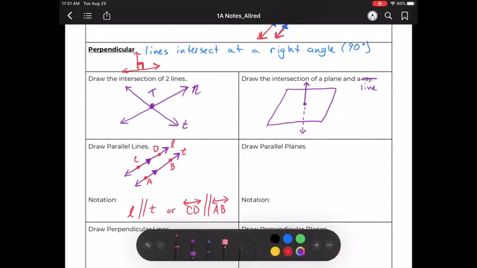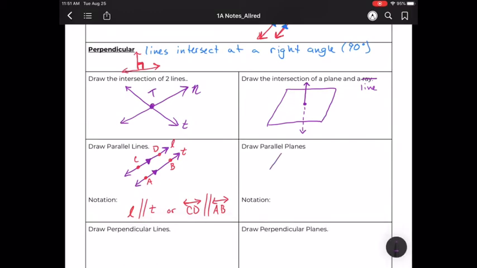Okay, to draw parallel planes, that one's a little bit trickier. We're going to draw one plane, kind of flat, and then underneath it, I'm going to outline the edge of another plane, and to show the overlapping part, we're going to use dotted lines like that. And it kind of looks like one piece of paper hovering above another one. And so if I called the top one plane R and the bottom one plane Q, I would say plane R is parallel to plane Q.